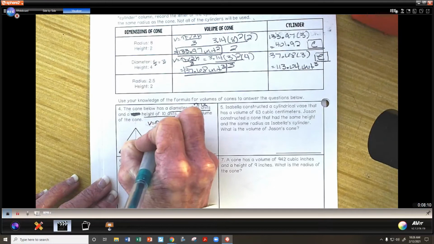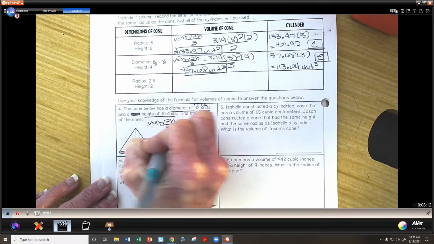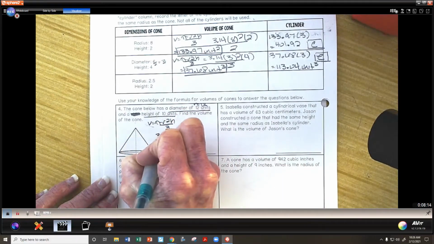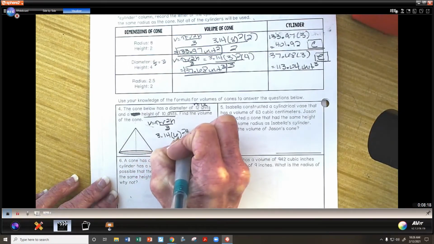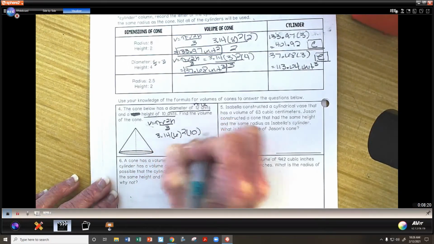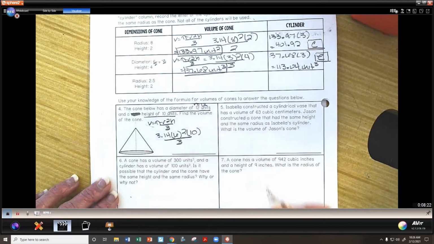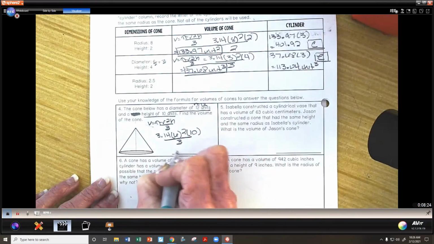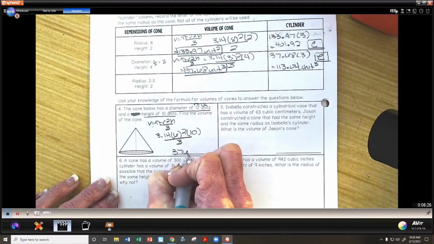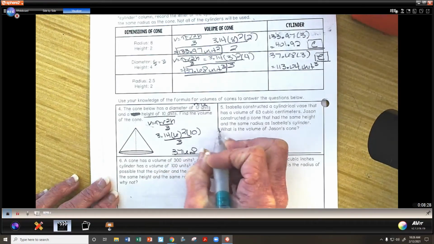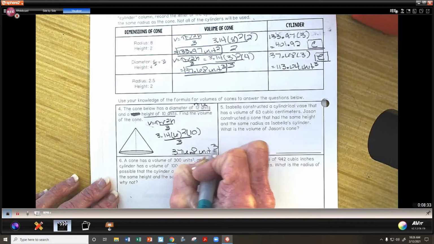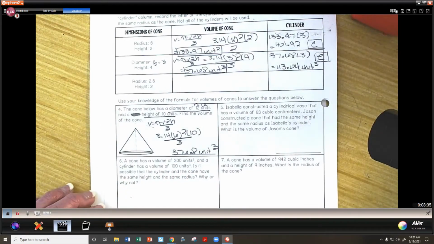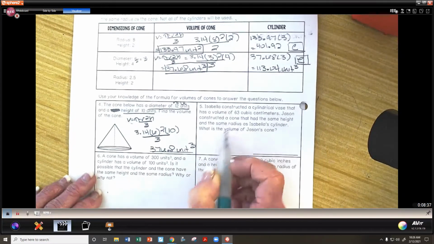So volume equals pi r squared h divided by 3. So 3.14 times our radius, which was 6 squared, times our height, which is 10, divided by 3, and we are going to get 376.8 unit cubes. Okay? All right.